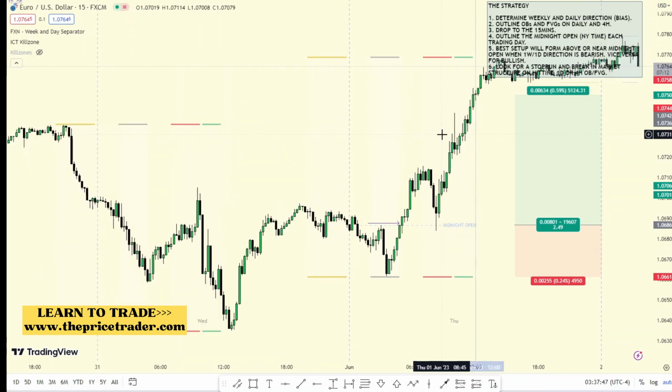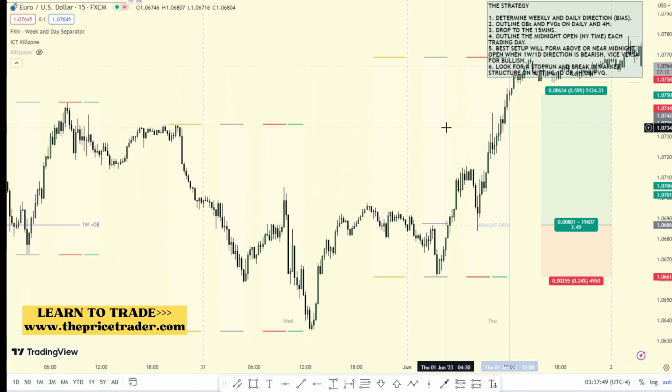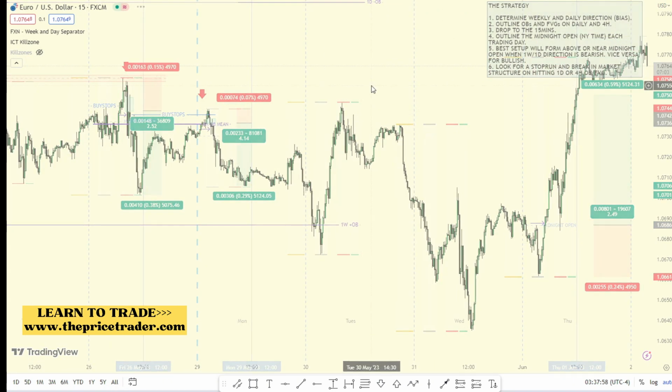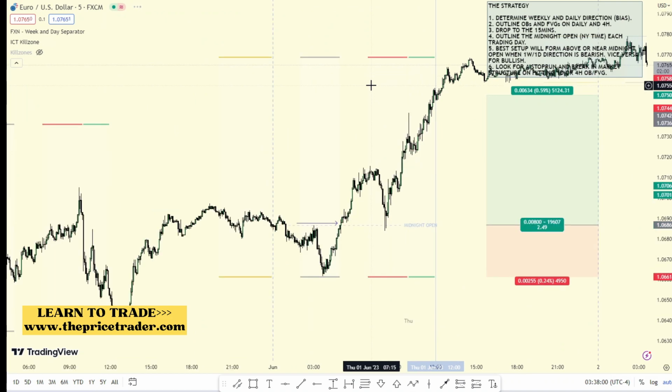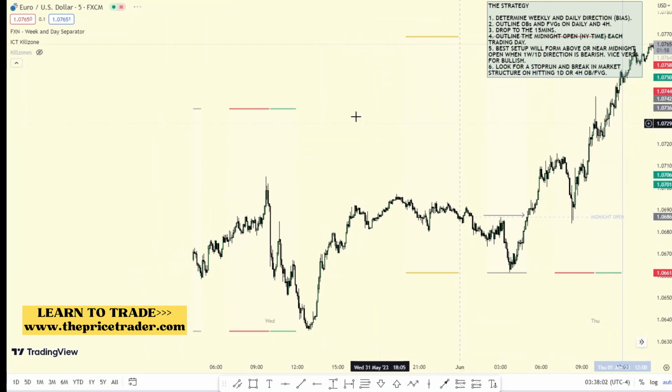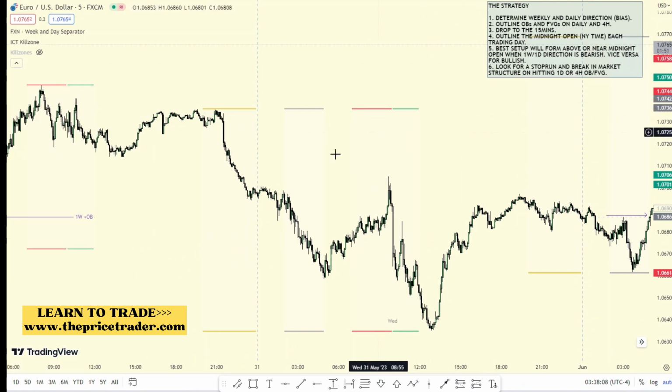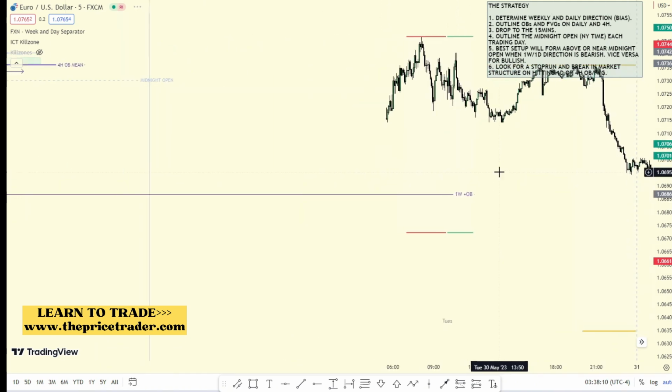So I think we can drop into the 5 minutes chart to look at what was going on within this setup. So let's drop to the 5 minutes chart, and then we can look at an example of how the 5 minutes chart looks like. So the 5 minutes chart, let's look at that.